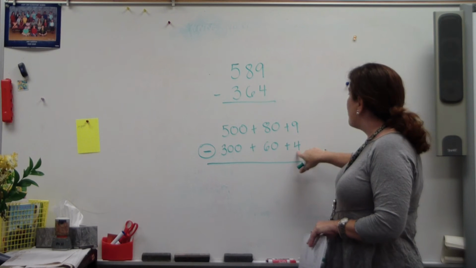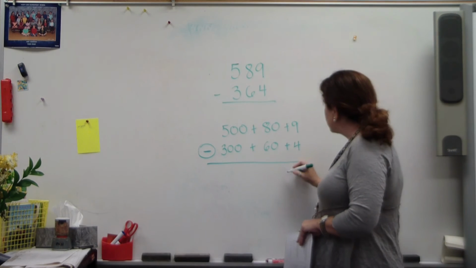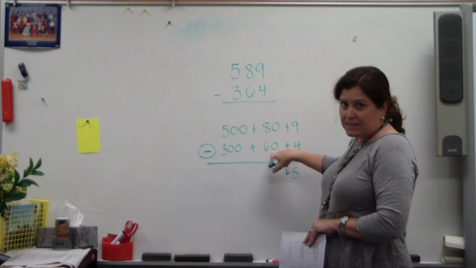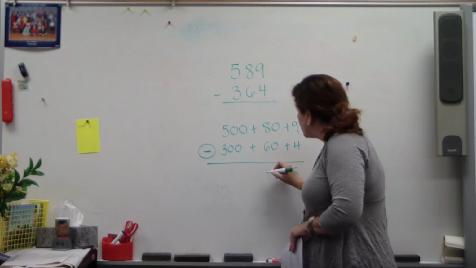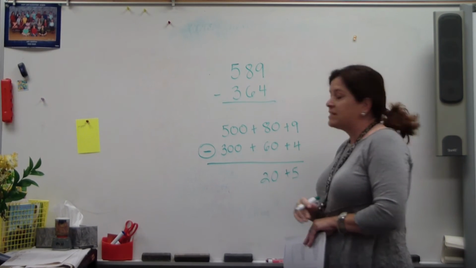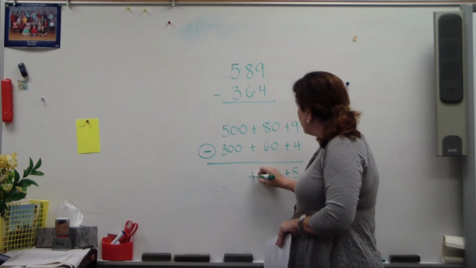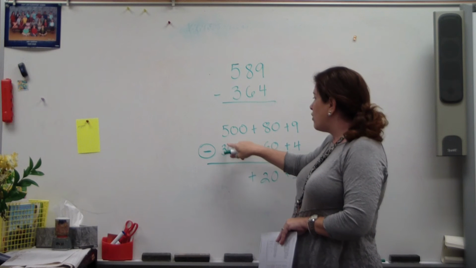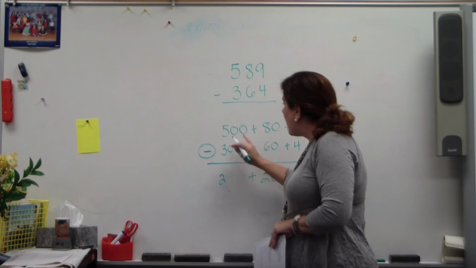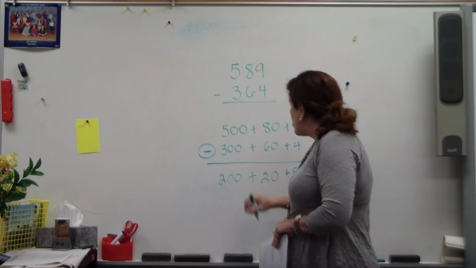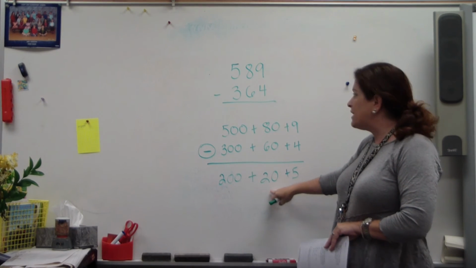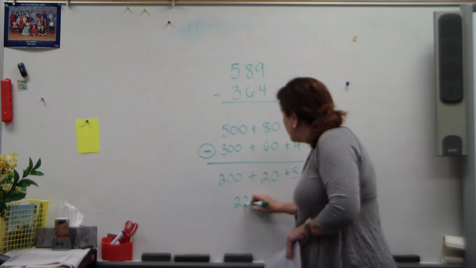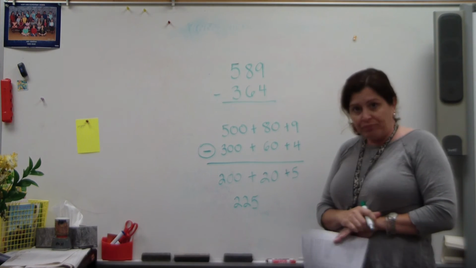So I have 9 minus 4. That's going to give me 5. 80 minus 60. Well, I know 8 minus 6 is 2, and then I add my 0. Again, 500 minus 300. I know that 5 minus 3 is 2, and then I bring down my zeros. So now I have 200 plus 20 plus 5, which is going to give me 225. Okay?